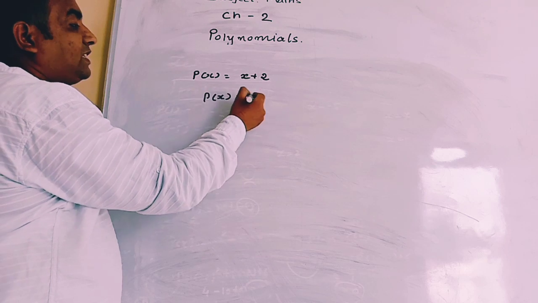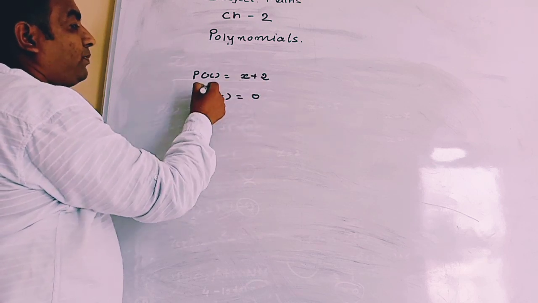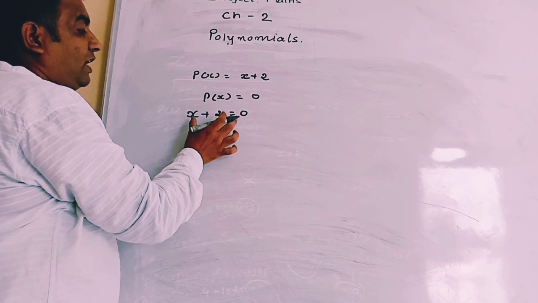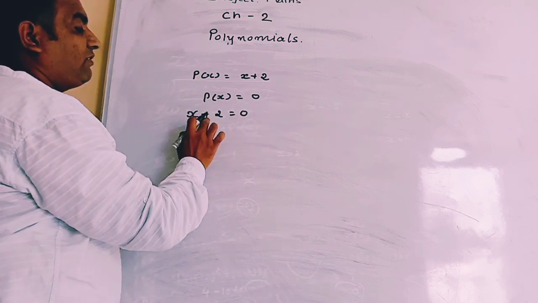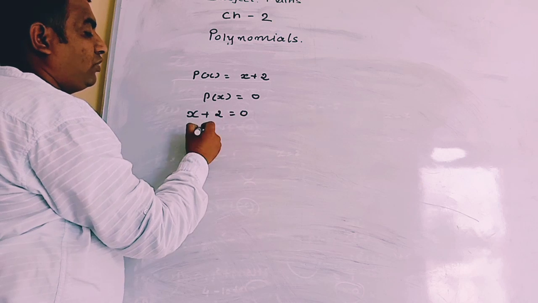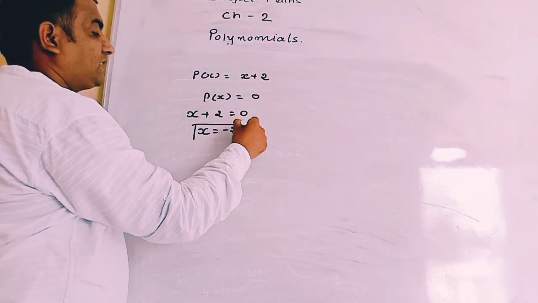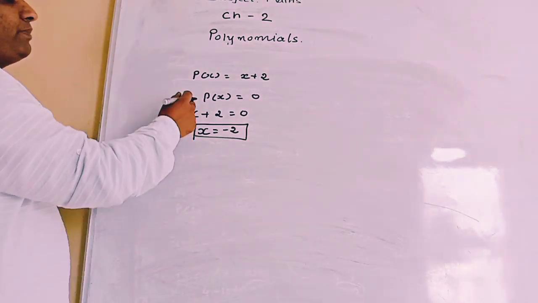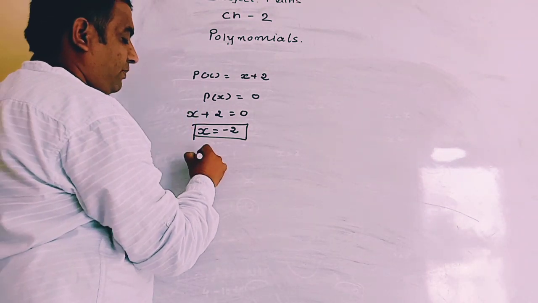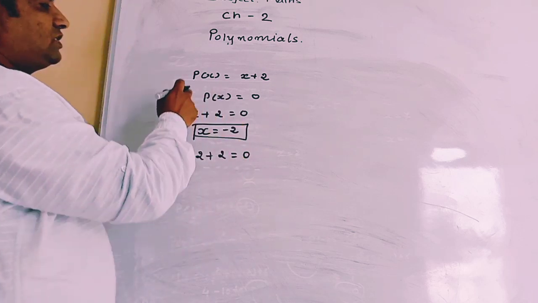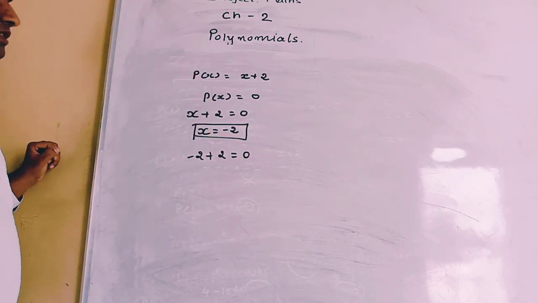So here we take p(x) equals 0. The polynomial of x is given as x plus 2 equals 0. Now this is the equation, and we solve it. Plus 2 goes to the other side, so x equals minus 2. Substituting x equals minus 2 here, you can see that minus 2 plus 2 equals 0. And so minus 2 is the zero of p(x) equals x plus 2.